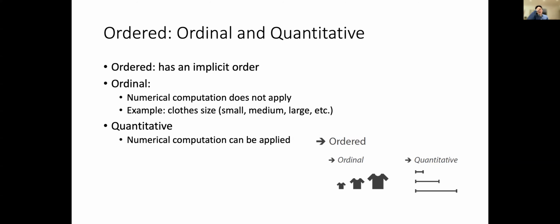Okay, and then the last one is quantitative. Again, it has a natural order, but it also can apply computation. This is probably the most common one, usually just numbers. For numbers, you have a natural order from small to large. Then you can do all kinds of computations, from addition and subtraction to the more complex ones, any complex calculations. And so this is called quantitative.